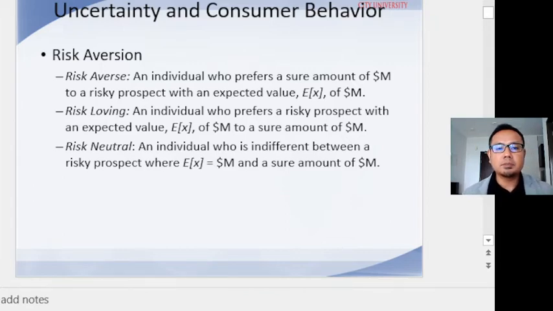So now that you understand how to calculate the mean and variance of an uncertain outcome, we will see how the presence of uncertainty affects the economic decisions of both consumers and managers. And we will see the concept of risk aversion.